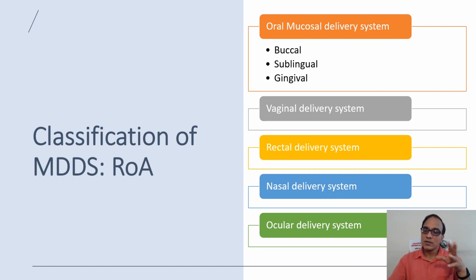Next, we can classify them on the basis of routes of administration. It may be oral, vaginal, rectal, nasal, or ocular. These are the major routes of administration through which mucoadhesive drug delivery may be done. Within the oral route, there are buccal, sublingual, and gingival subcategories for mucoadhesive drug delivery systems.